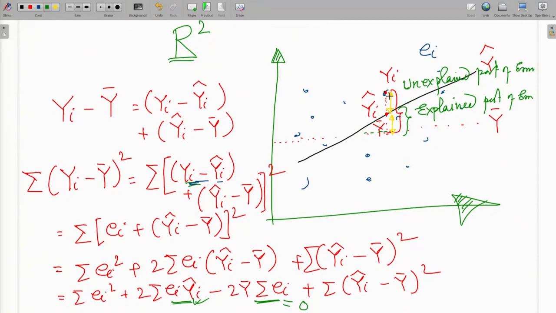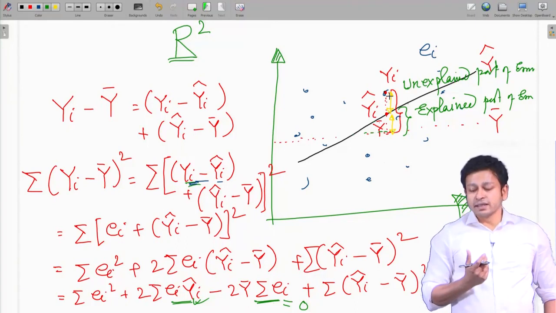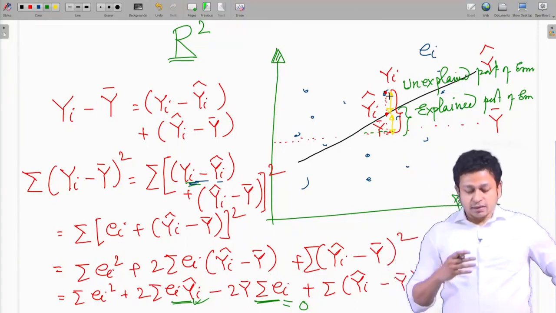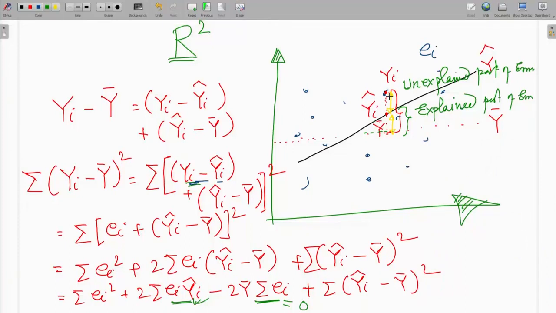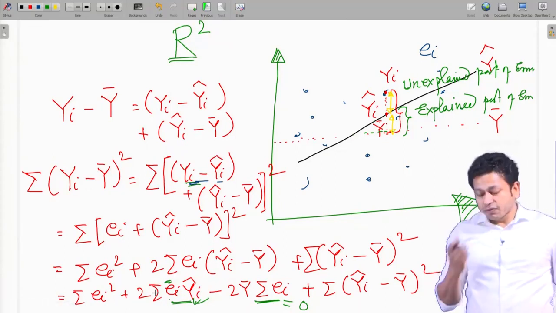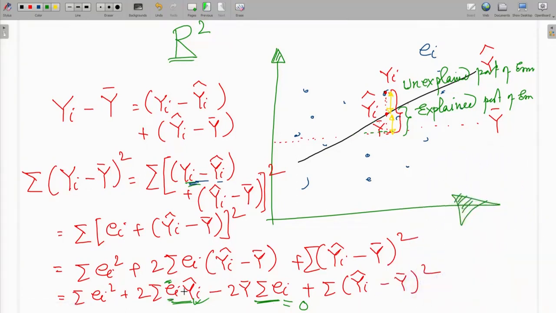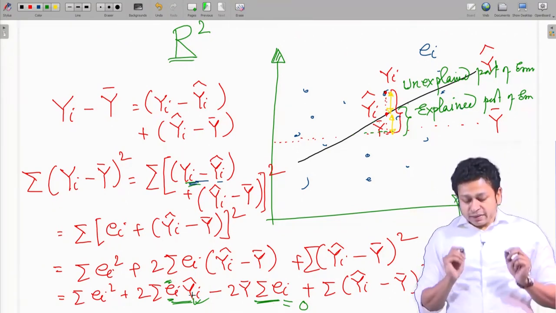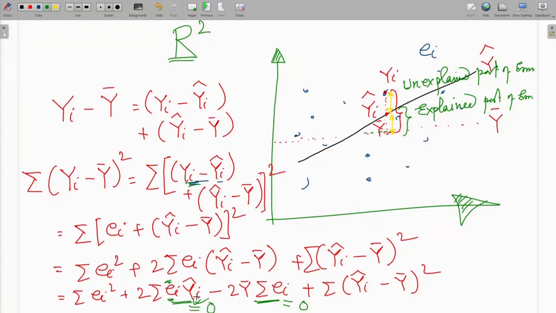Basically, ei is the random component. The moment your model explains part of the error, that is the explained part, and whatever is left out is the unexplained error part, which is this one, a random component of the error. If you look carefully, the summation of ei and yi hat is basically giving you the covariance between ei and yi hat. Now, for a random component ei, which can take any value, ideally it should not have any correlation with yi.